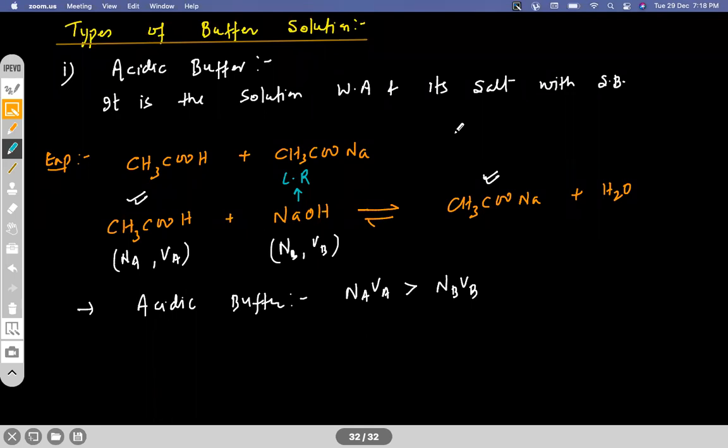Now, the condition for salt hydrolysis is that these two must be equal. If equal, they will get neutralized completely. We don't have acid or base left in the solution, only salt and water. That's why we have the salt hydrolysis case. But when we have this other condition, then it is an acidic buffer, and you need to apply the pH formula for acidic buffer solution. I hope it is clear to all of you. Correct.